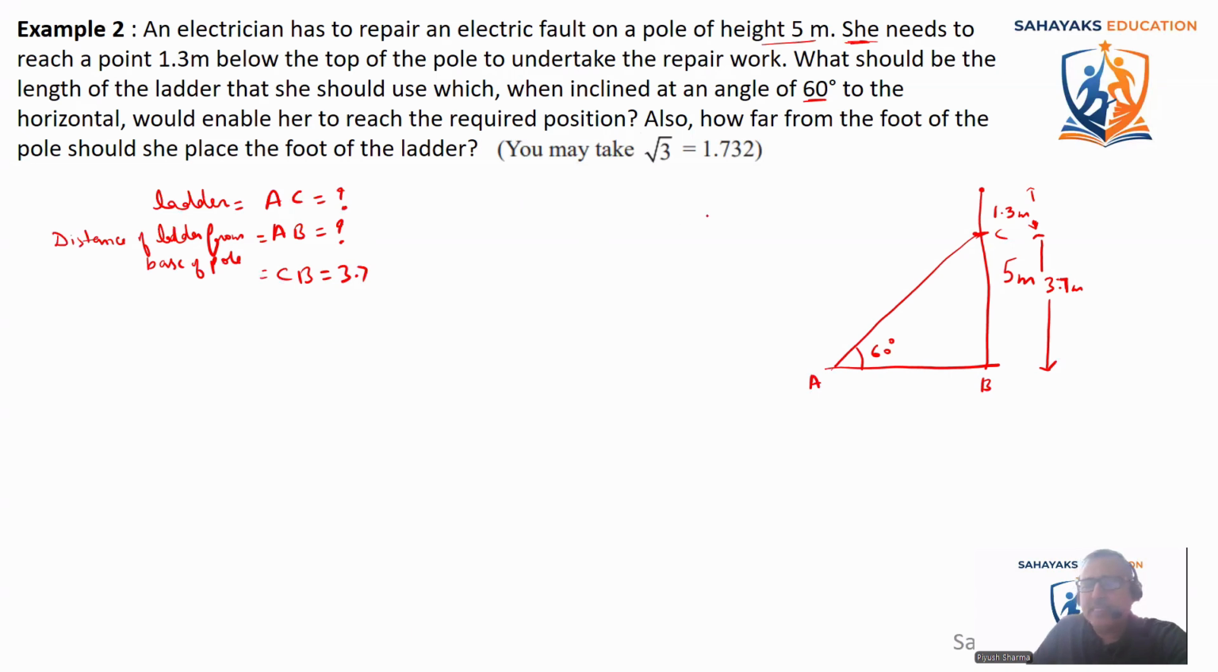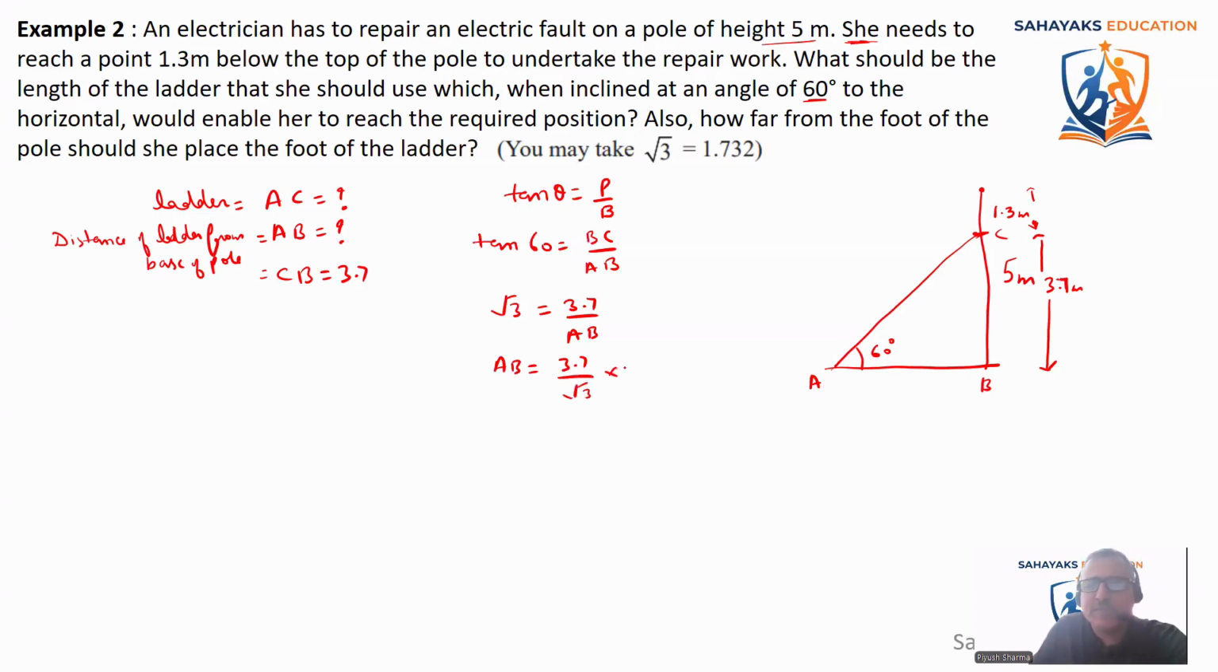Okay. Now let's use the similar ratios which we used earlier. So we used tan. We know that tan theta is equal to perpendicular by base. Now we'll say tan 60. What is perpendicular? It is BC. Base is AB. Now tan 60, we know the value is √3, is equal to BC, we already know it is 3.7, and AB we have to find out. So AB comes out to be 3.7 divided by √3.